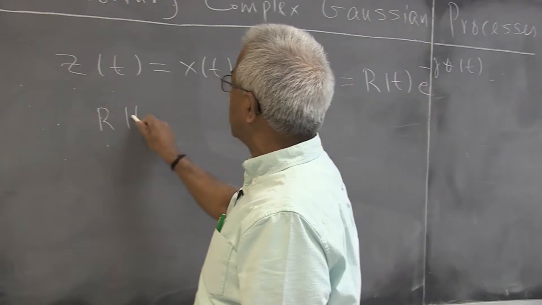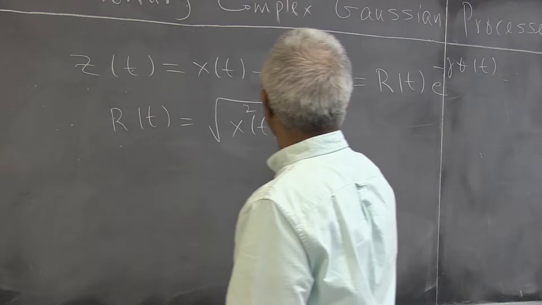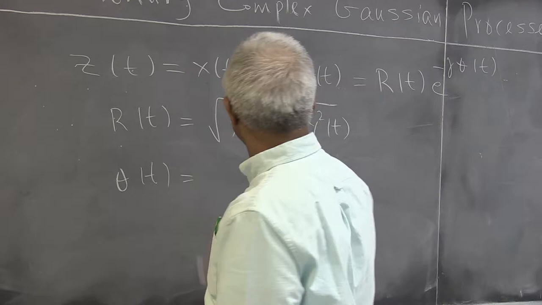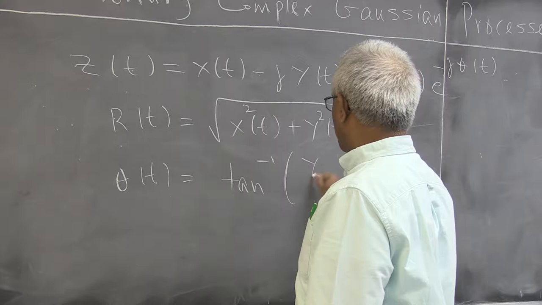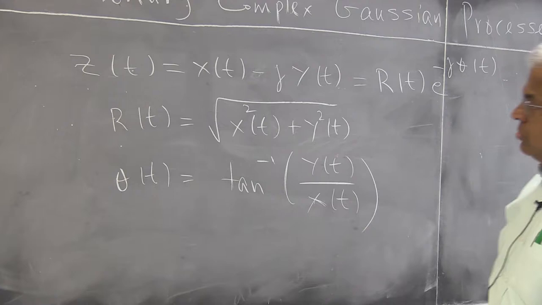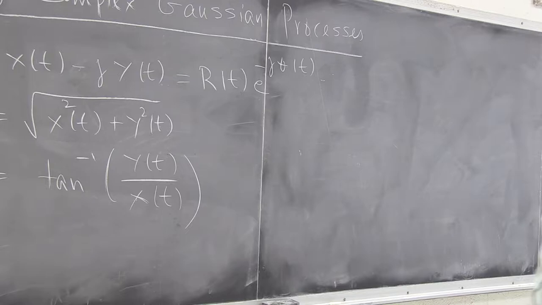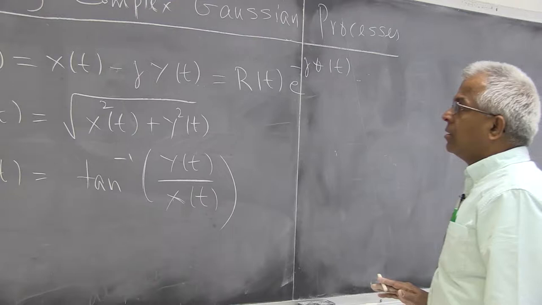R of t is the square root of x squared of t plus y squared of t. And theta of t is the tan inverse of, let's say, y of t over x of t. So everything is a process because what we mean by Gaussian is that the real and imaginary parts are Gaussian processes. Zero mean Gaussian processes.